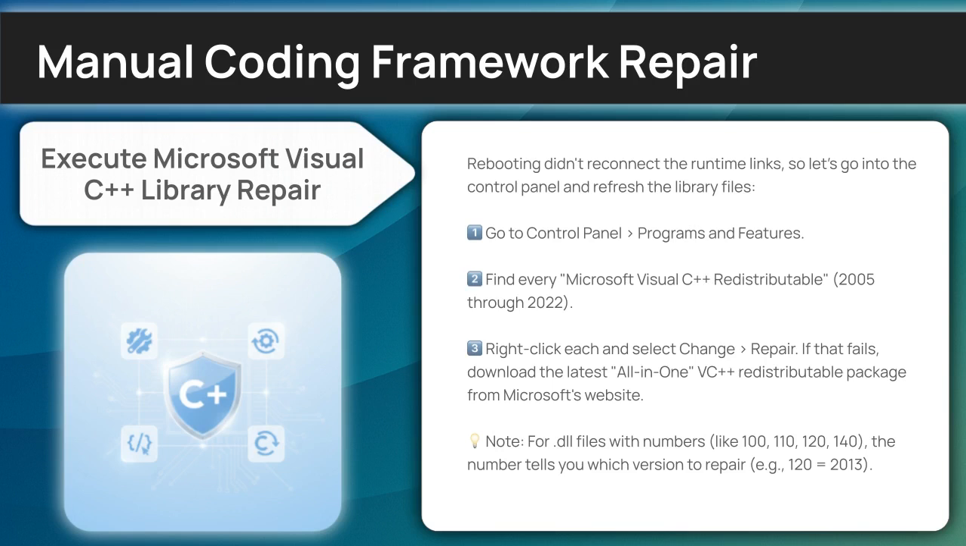First, go to Control Panel, then select Programs and Features. Second, find every Microsoft Visual C redistributable, 2005 through 2022. Third, right-click each and select Change, then select Repair. If that fails, download the latest all-in-one VC++ redistributable package from Microsoft's website.